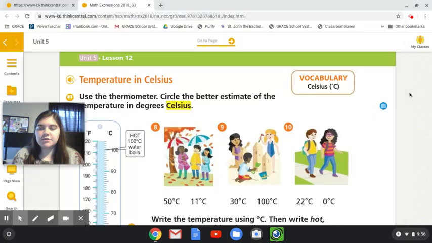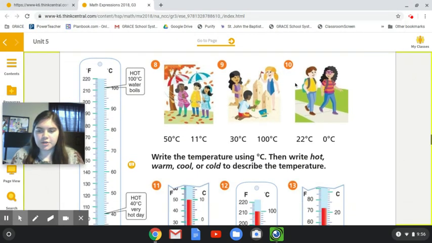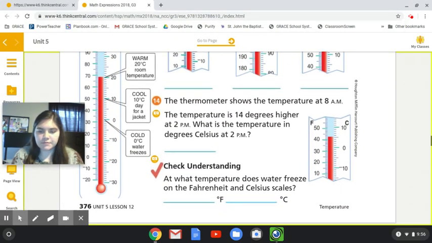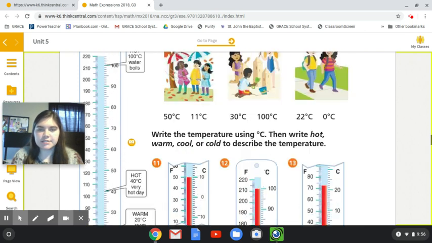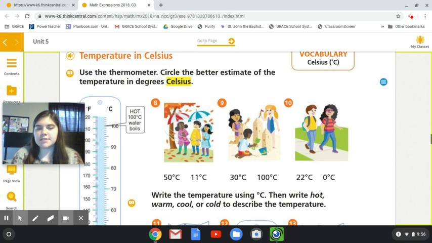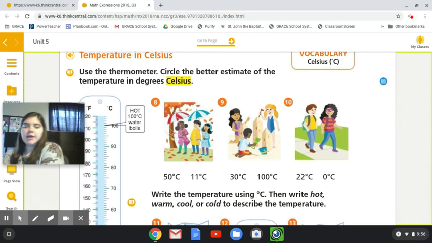So let's go to page, let's see here, 376. It's set up pretty much the same as the Fahrenheit page we did yesterday, except we're going to be in Celsius.